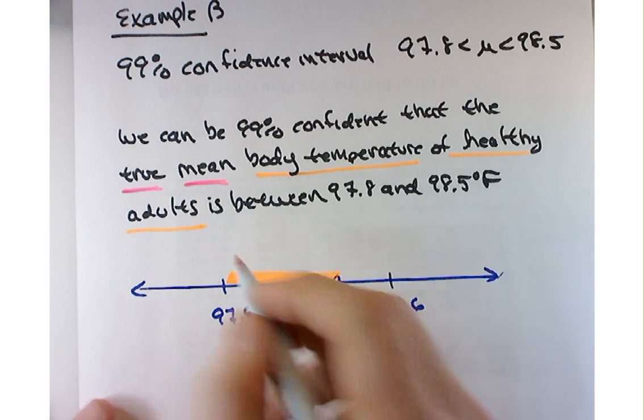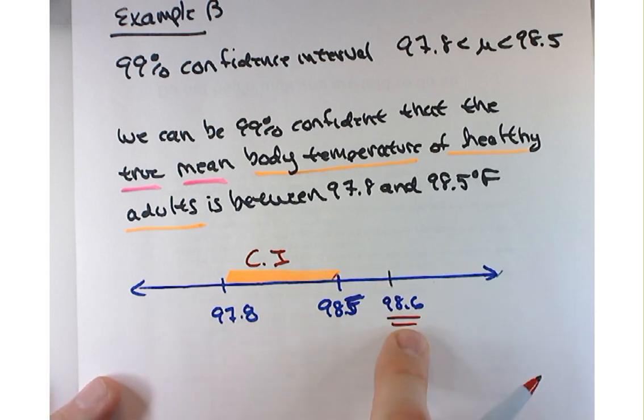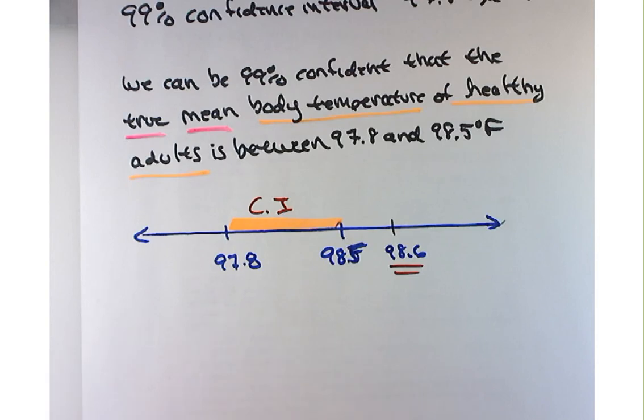All right, so here's your confidence interval. 98.6 falls outside that confidence interval. So, okay, we don't think that this is actually correct, and it's probably not. Okay, let's keep going. Example C.